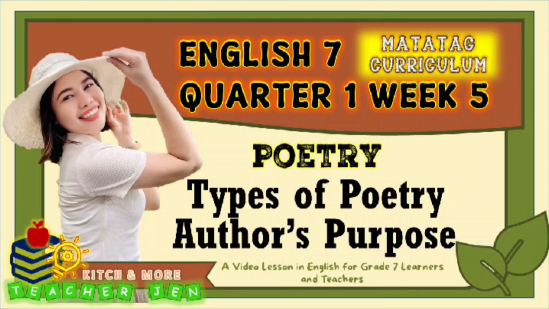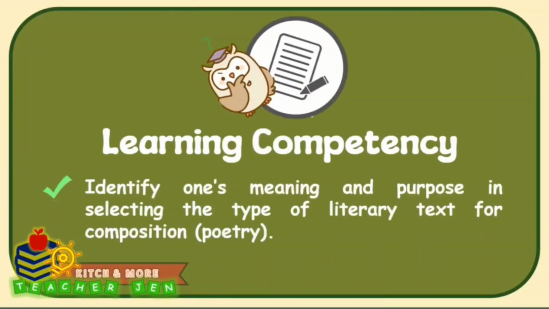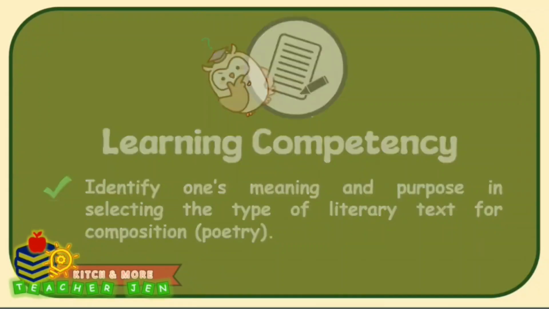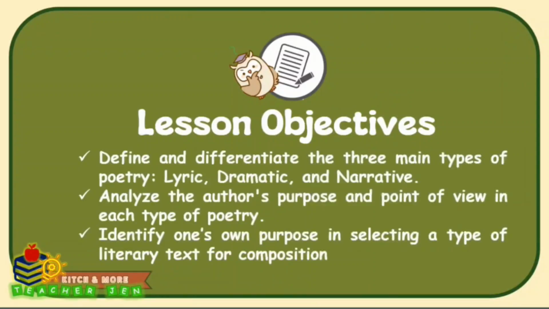Here is our learning competency. Identify one's meaning and purpose in selecting the type of literary text for composition. And our lesson objectives are define and differentiate the three main types of poetry: lyric, dramatic, and narrative. Analyze the author's purpose and point of view in each type of poetry, and identify one's own purpose in selecting a type of literary text for composition.